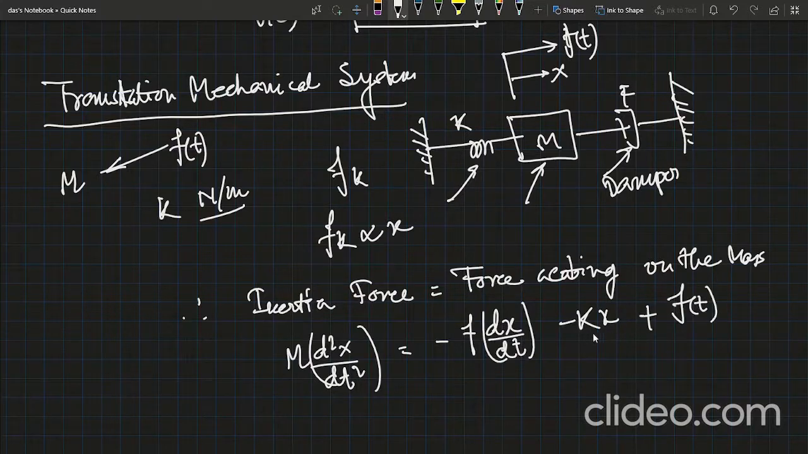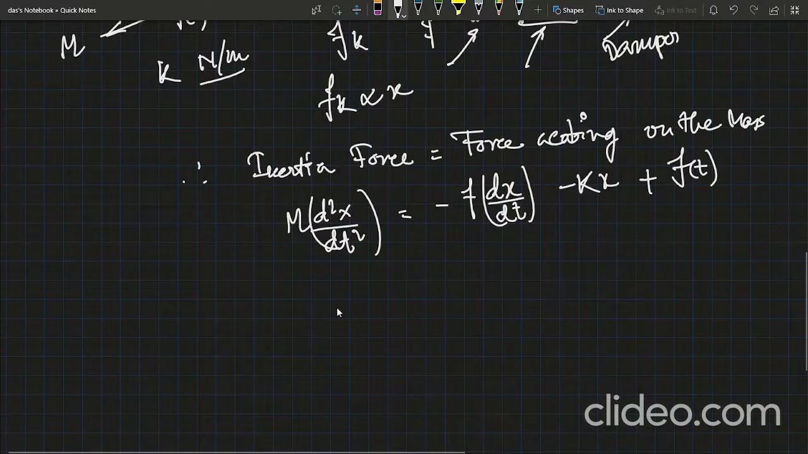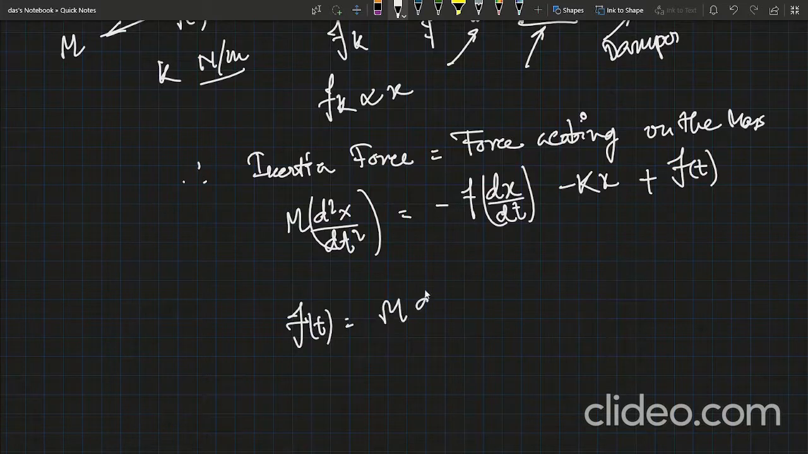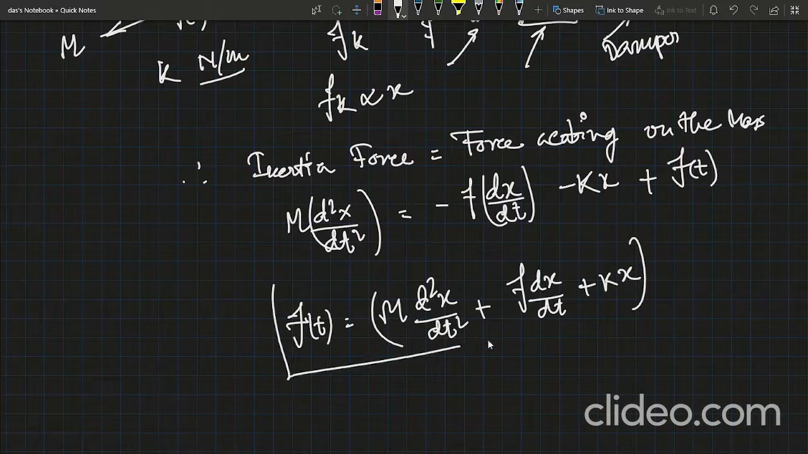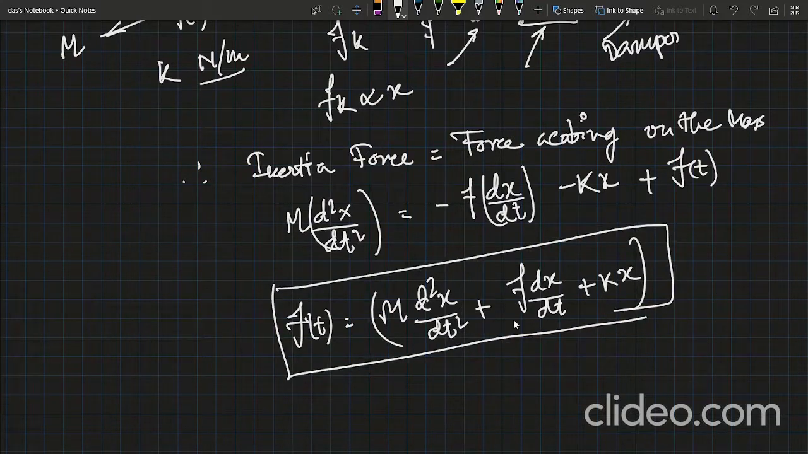So this is our mathematical representation of Newton's second law equation. Now if we rearrange this equation, this is a very easy task. Rearranging, we get m d2x by dt2 plus f dx by dt plus k into x. Okay, so this is our main formula for this mechanical system.